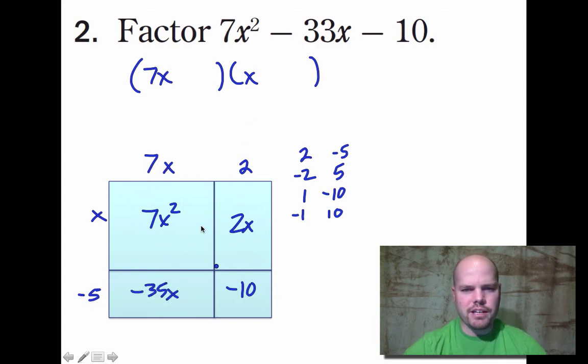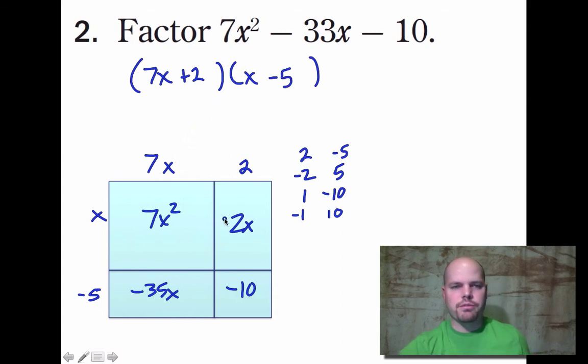And you can see that you know all the factors, but you don't have to try them all if you know that they need to add up to negative 33 after some multiplication and addition. Okay, so it should be 7x plus 2 times the quantity x minus 5. And that's the only combination that works in factored form.